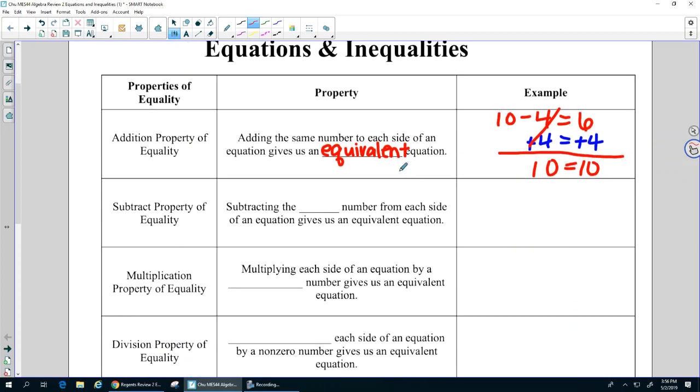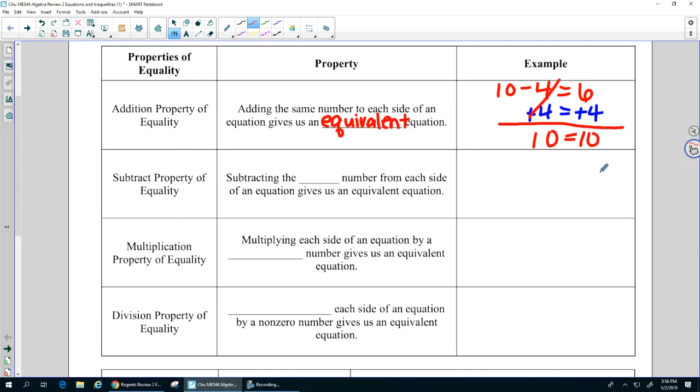All right, our next property is the subtraction property of equality, and this tells us that if you subtract the same number from each side of an equation, you're going to get an equivalent equation, just like above. So for this example, let's use 10 plus 4. So 10 plus 4 gives us 14, and what the subtraction property tells me is that you can subtract 4 from both sides, and you'll still get an equation that makes sense. I get 10 is equal to 10.